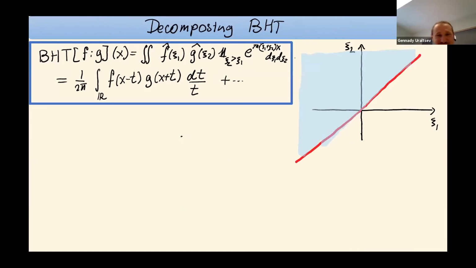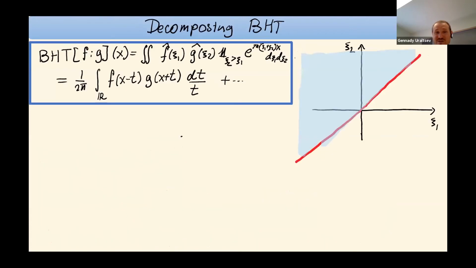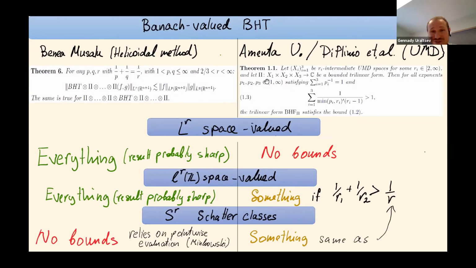So before continuing, this is the overview of the results that are available, and I'd like to dedicate the rest of the talk to addressing some of the technicalities of how one deals with the bilinear Hilbert transform in the scalar case, and what the modifications are that are necessary to generalize it to the Banach-valued setting. Are there any questions so far on this overview of the existing results?